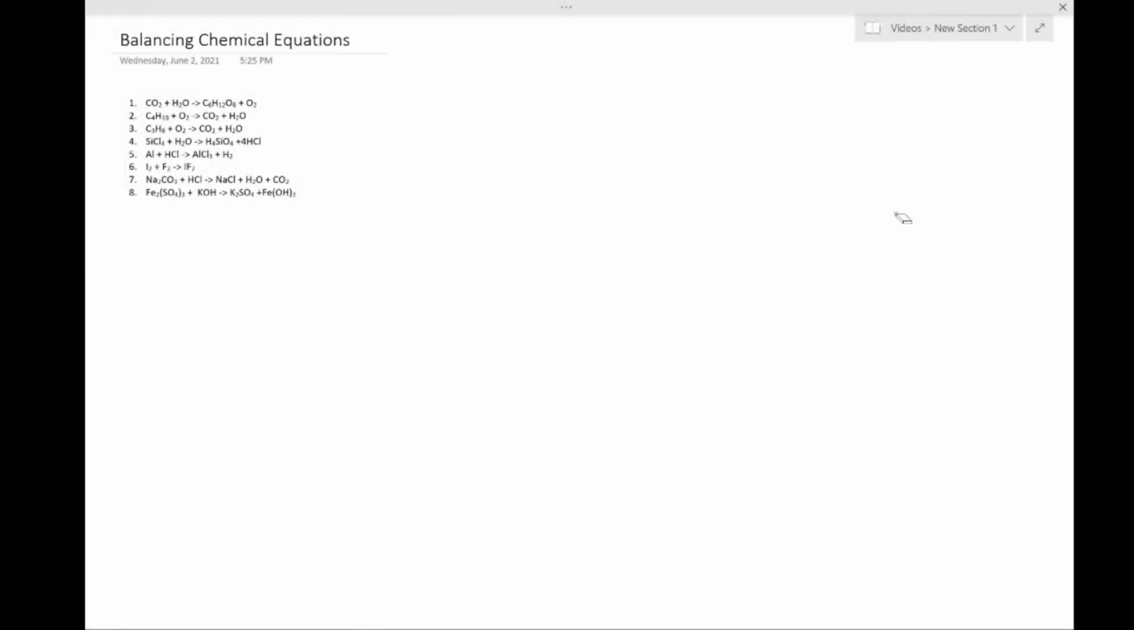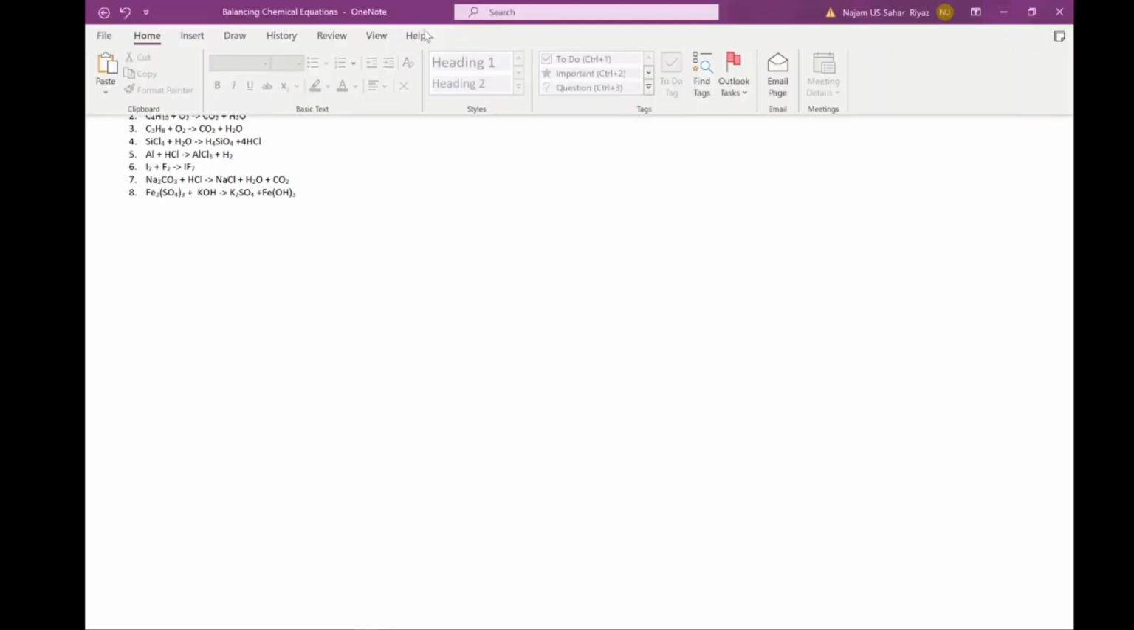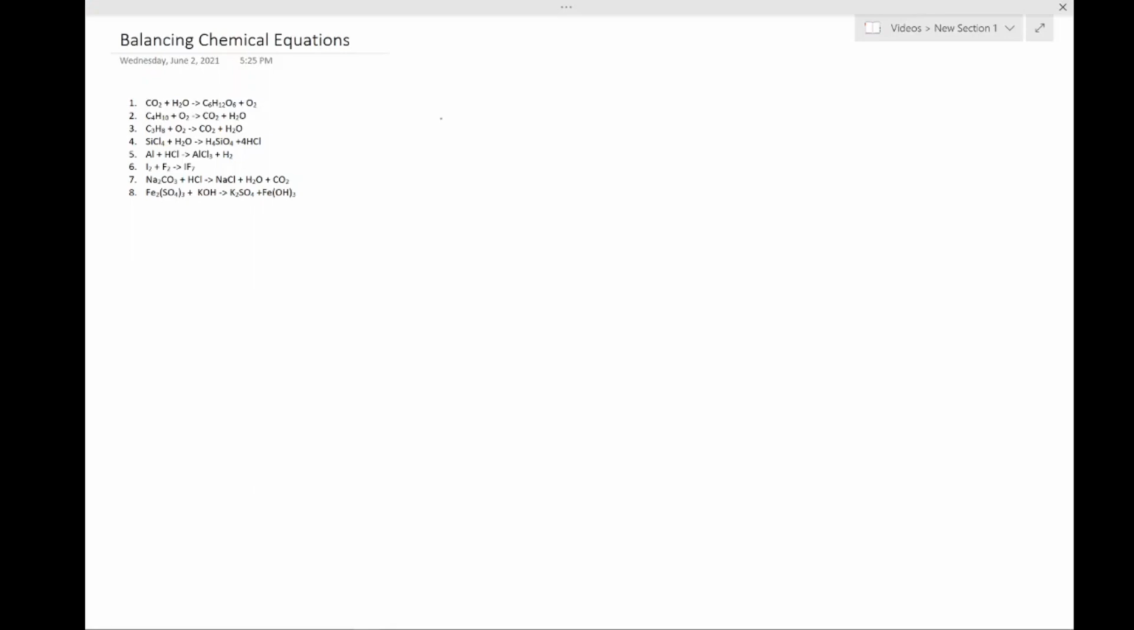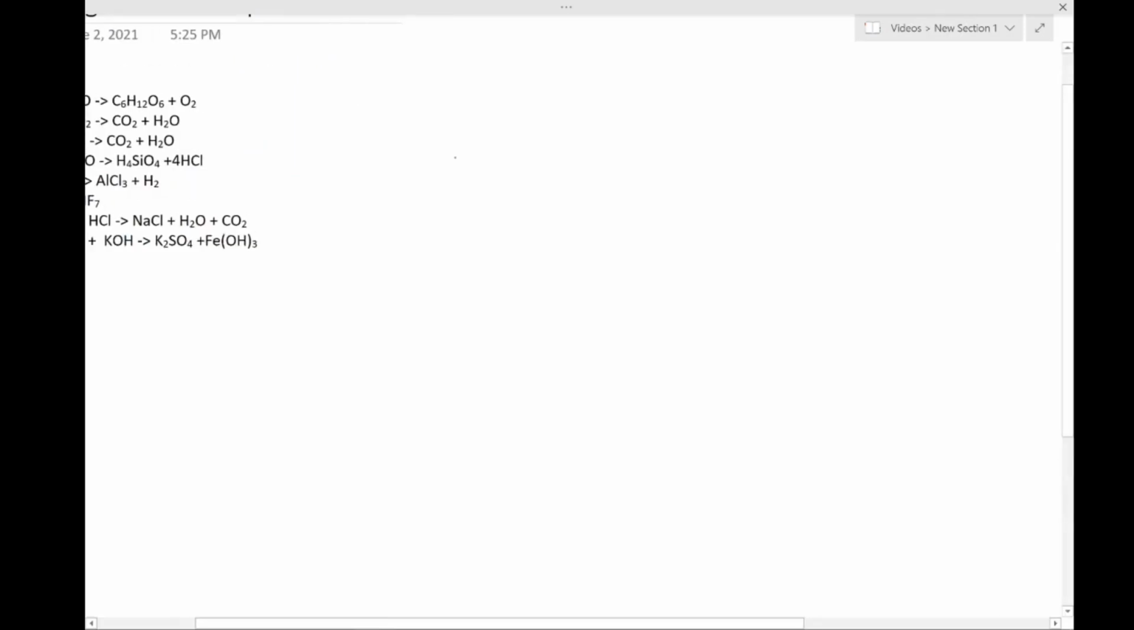Hello everyone. In this video we're going to be talking about how to balance chemical equations, and hopefully by the end of the tutorial you'll feel more confident when it comes to tackling a chemical equation. I'll try to break it down for you and I'll discuss different types of equations, and over here on the left hand side, as you can see, I've listed some equations that I will be discussing.